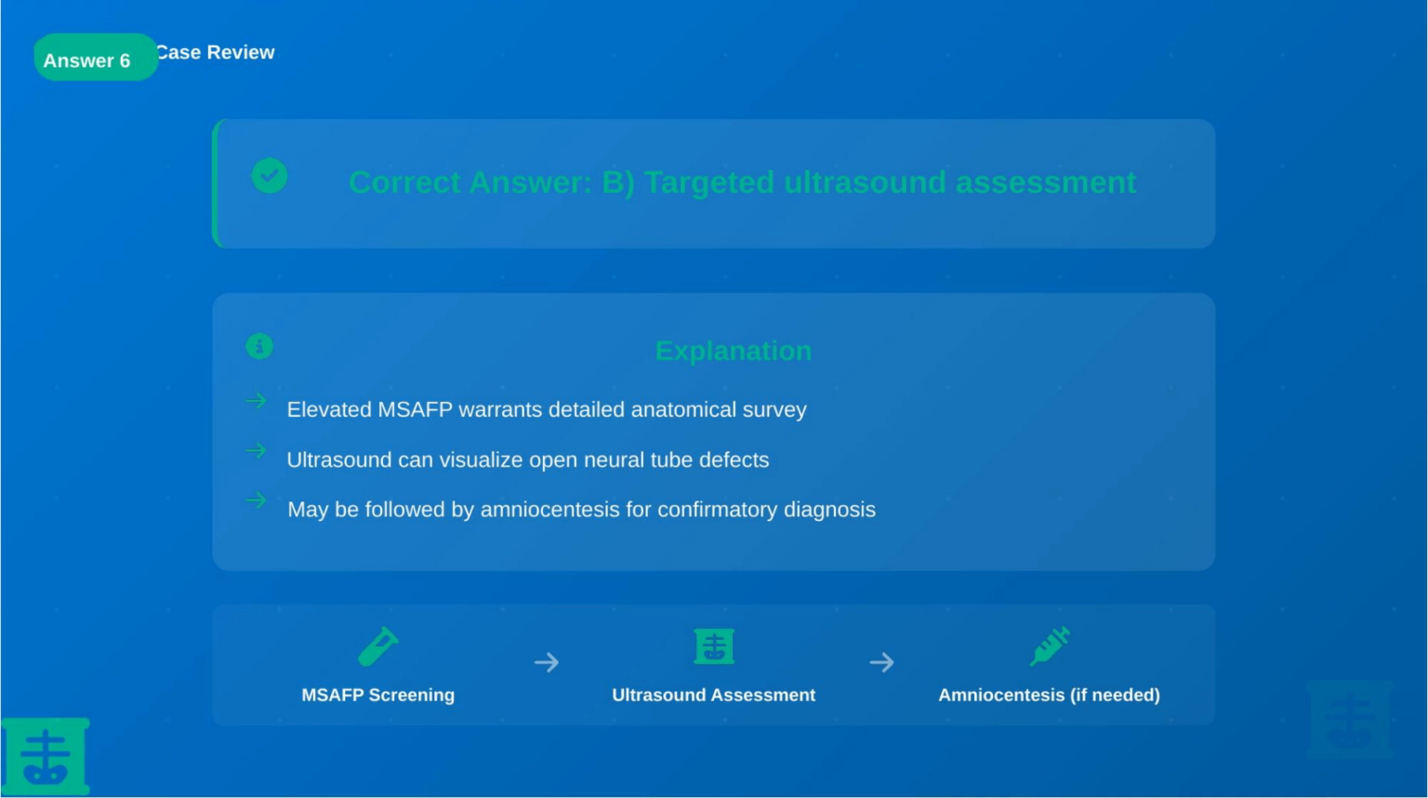The appropriate next step is a detailed anatomical ultrasound to visualize the fetal spine and identify open neural tube defects. Modern high-resolution ultrasonography can detect approximately 95% of open spina bifida cases. If ultrasound findings are inconclusive, amniocentesis for measurement of amniotic fluid alpha-fetoprotein and acetylcholinesterase may be considered for confirmatory diagnosis.